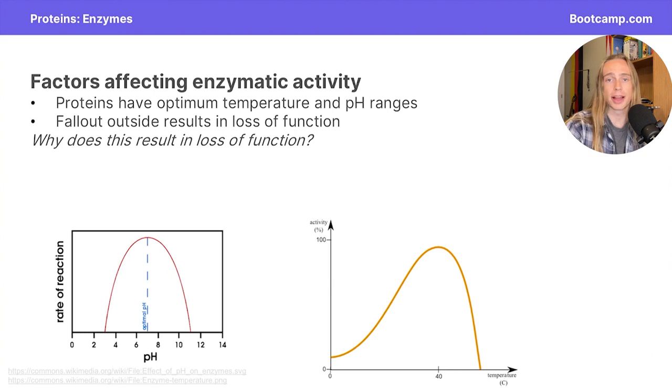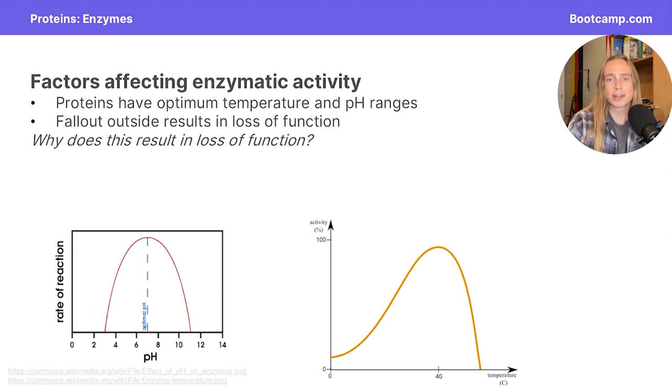If we look at this image on the left, we notice that this enzyme has an optimal pH. This optimal pH is going to occur where our rate of reaction is the highest, as we see here. As we increase or decrease our pH, we notice that the enzymatic activity begins to decrease, as we see here on the right side and here on the left side with the more acidic pHs.